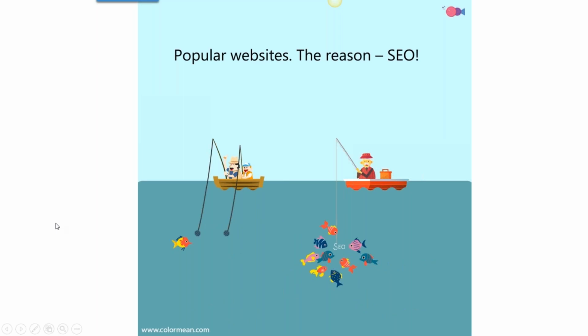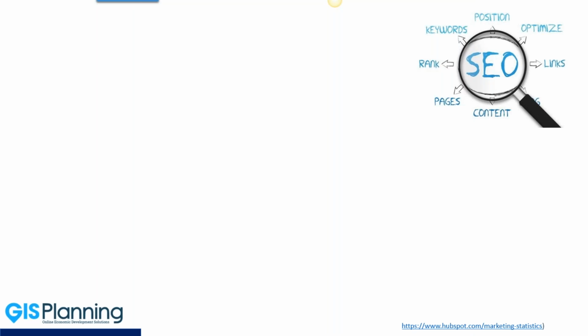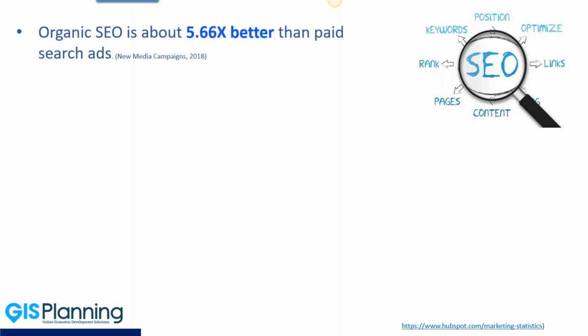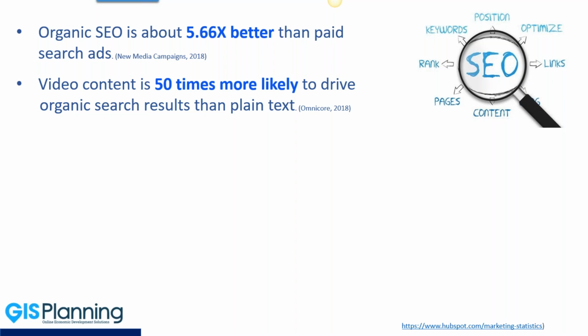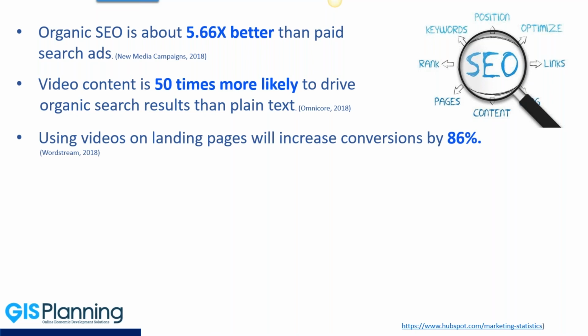So I really love this photo because it really communicates what you can do. You can do everything right, but if you don't have proper SEO, no one's going to find you. It's going to be really hard to get people to visit your website online. All right, so organic SEO is about 5.6 times better than paid search ads. Video content. If you were to put video content on your website, it's about 50 times more likely to drive organic search results than plain text. And I thought that was really interesting information.